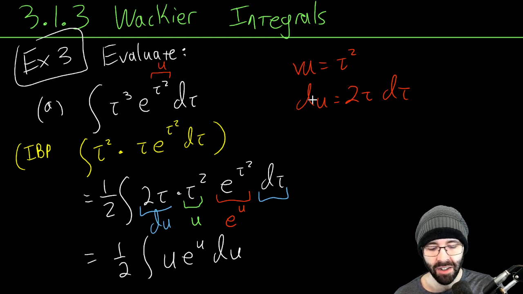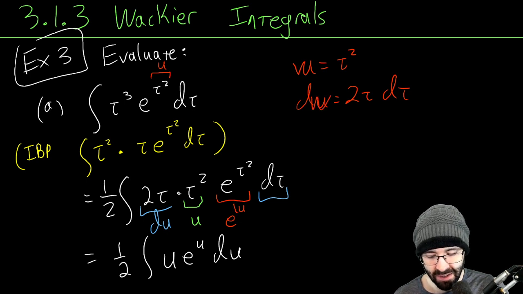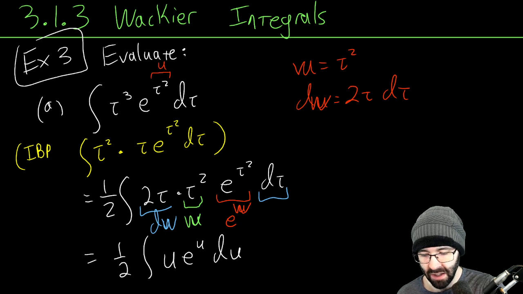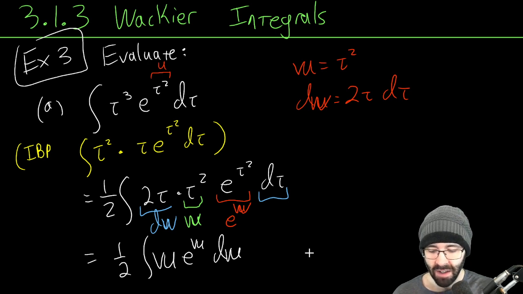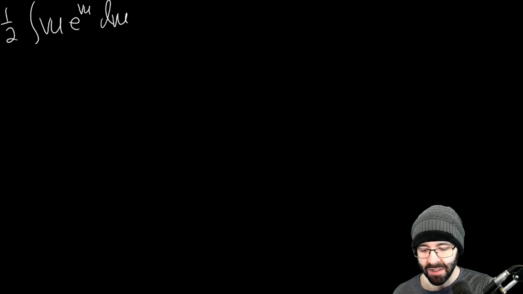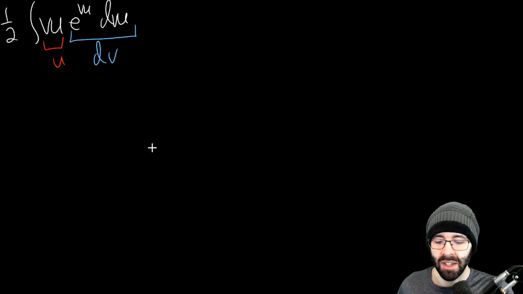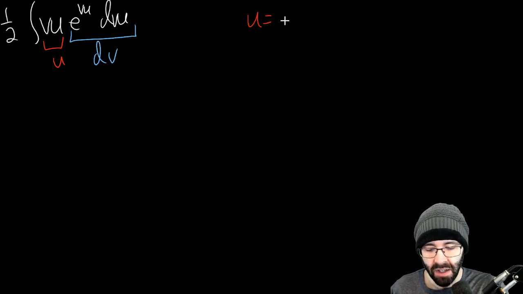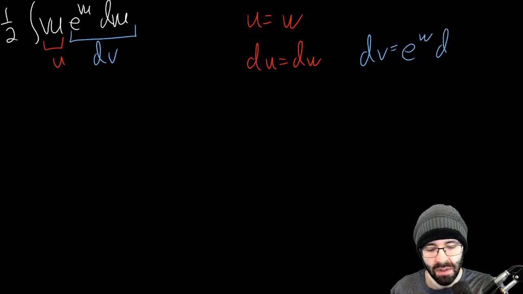But our lettering, let's just call this a w. It'll make our lives a little easier. You don't have to. You could leave everything as u's. You can call it whatever you want. But if we rename all this with w's, now when we do our integration by parts, we can use u and v, which is a little bit more comfortable. So we're going to let u be w and dv be e to the w dw. So again, u is w, so du is just dw. And dv is e to the w dw.